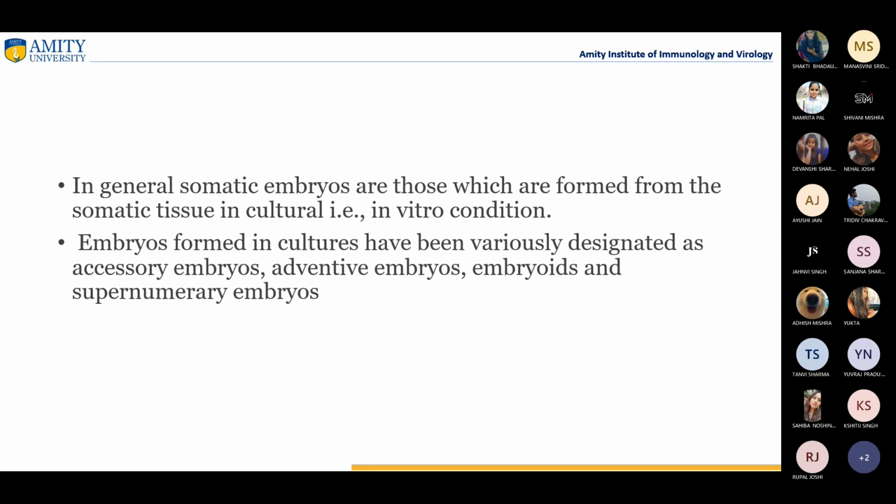In general, these somatic embryos are those which are formed from somatic tissues in culture or in vitro conditions. Embryos which are formed in cultures have been designated by various names, maybe accessory embryos, adventive embryos, embryoids, or supernumerary embryos. So they are not called zygotic embryos, they are named by different other names, right?